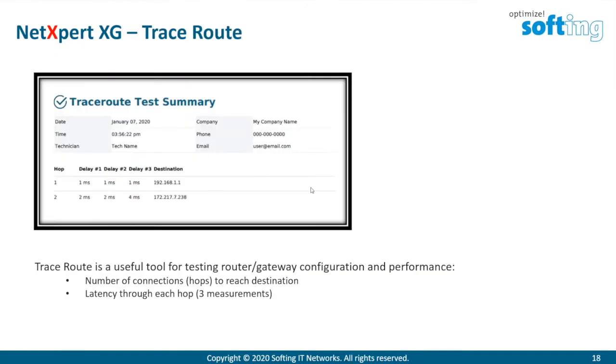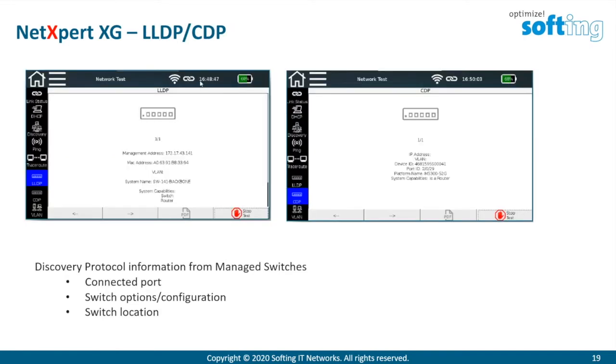We also do with the XG a means to do trace route testing, so you can see the delays in getting through a router and where there may be some latency issues there.